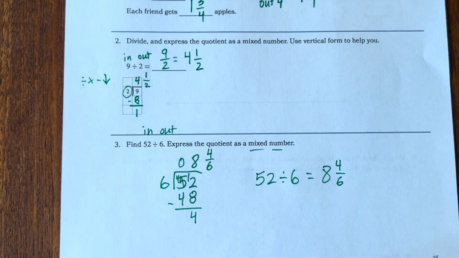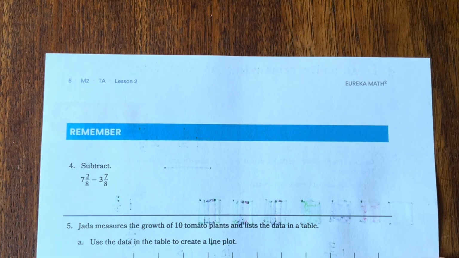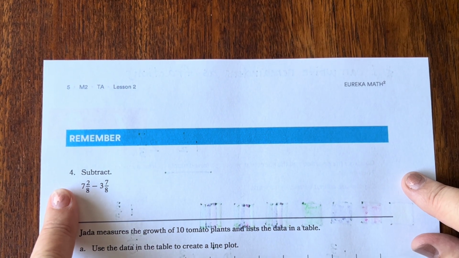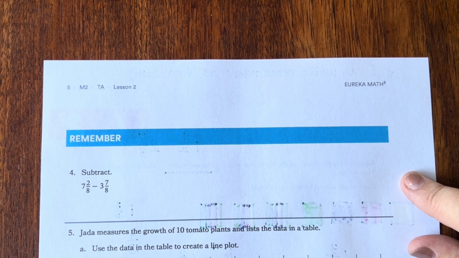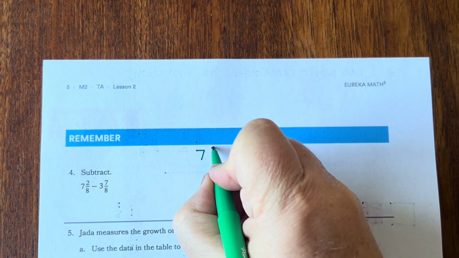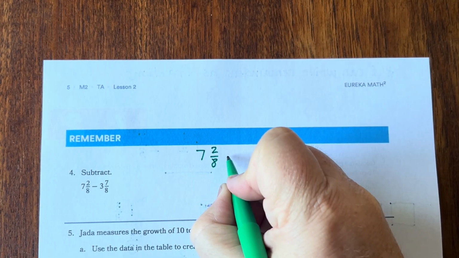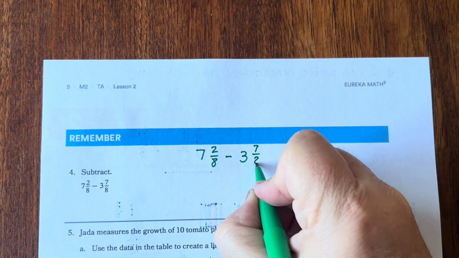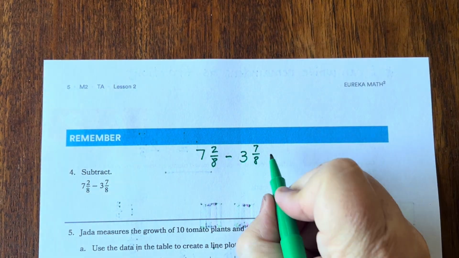All right, on the back, we're just going to do one problem. You don't have to do the other problems, but let's look at problem number 4 together because it's a good review for something we're going to be doing soon. So problem number 4 says the following. 7 2/8, so let's write it over here. So minus 3 7/8.